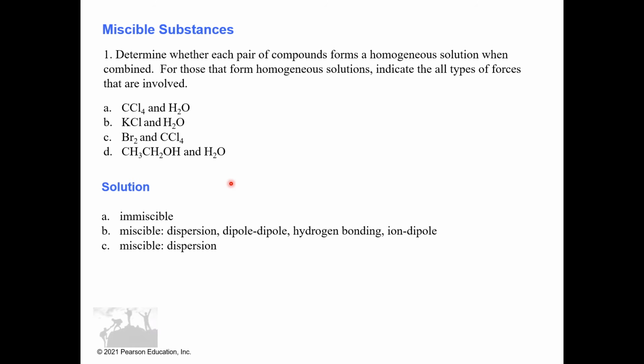The pair in letter C is considered miscible because both of them are nonpolar molecules and they only exhibit dispersion forces. Letter D, these two are miscible and we only see dispersion, dipole-dipole, and hydrogen bonding. We don't have any ions breaking up in these compounds.